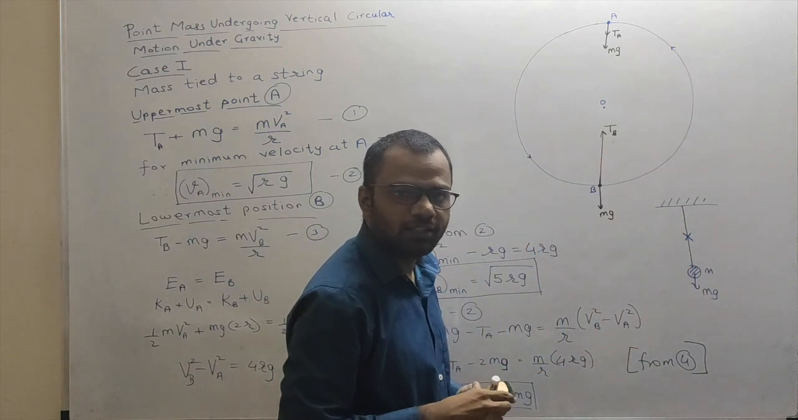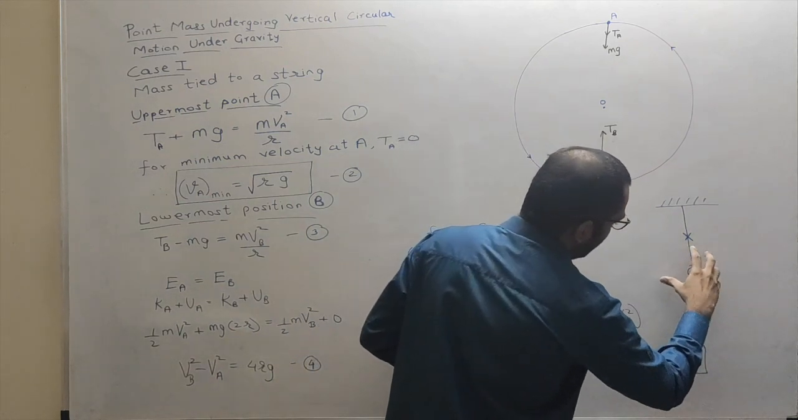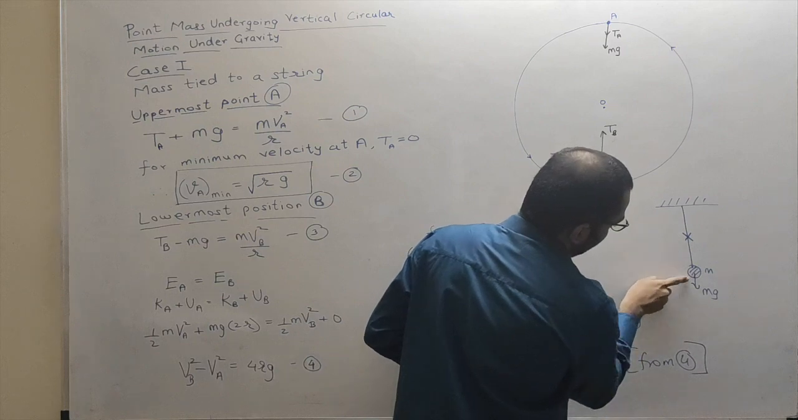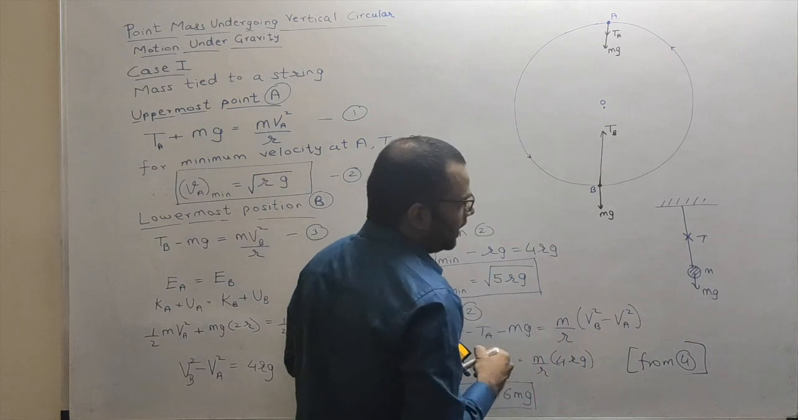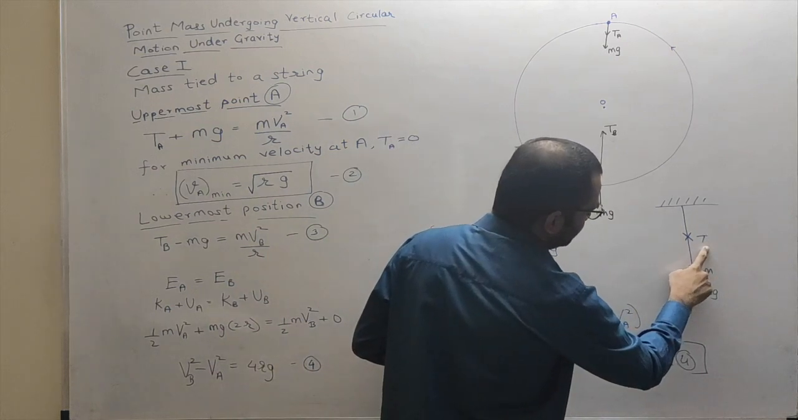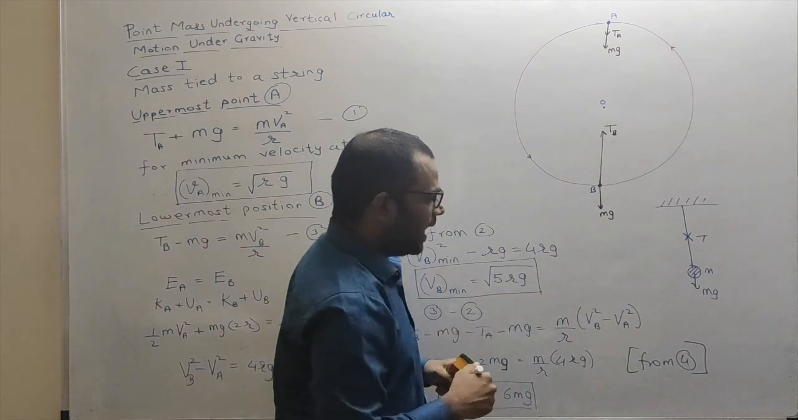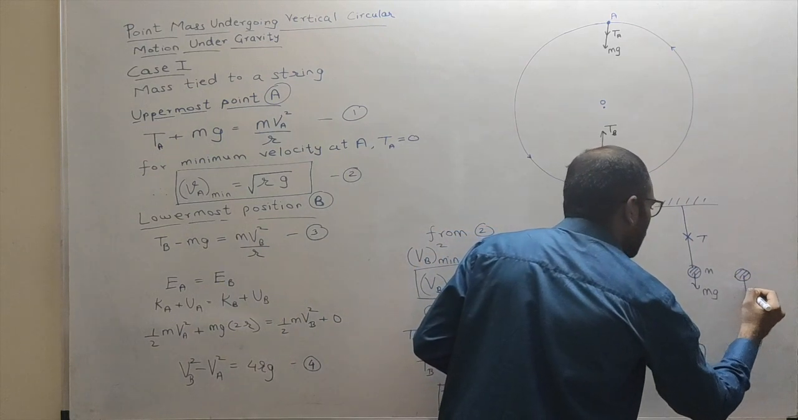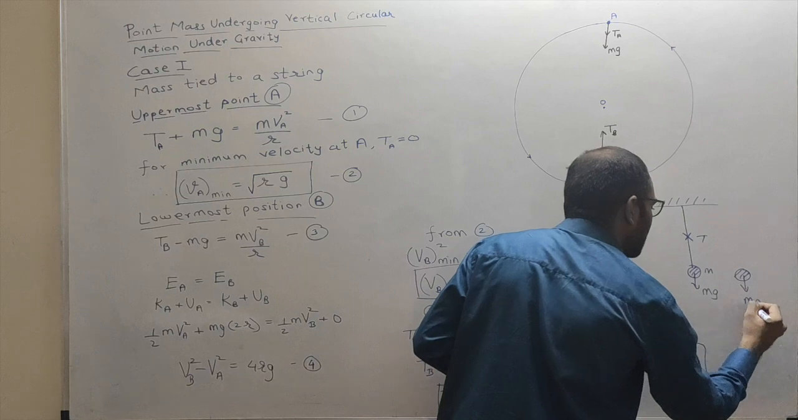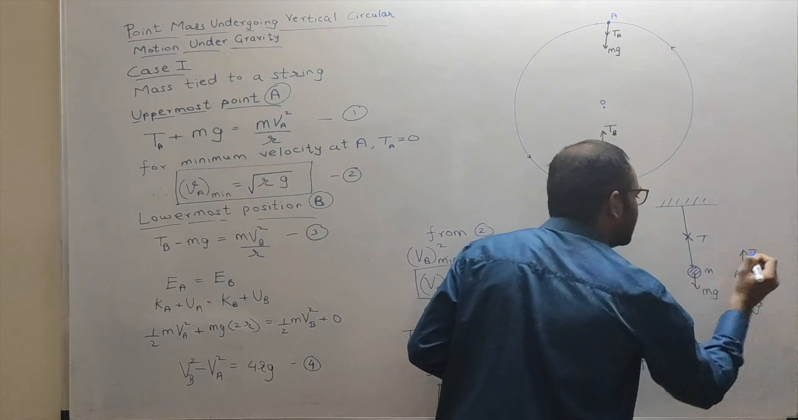Just put a cross on this string. Okay? Now as you can see, the string will give tension. There will be tension in the string, and that tension direction is given by this cross. If you draw only this object, the forces on the object will be like this: mg in the downward direction and tension in the string in the upward direction.